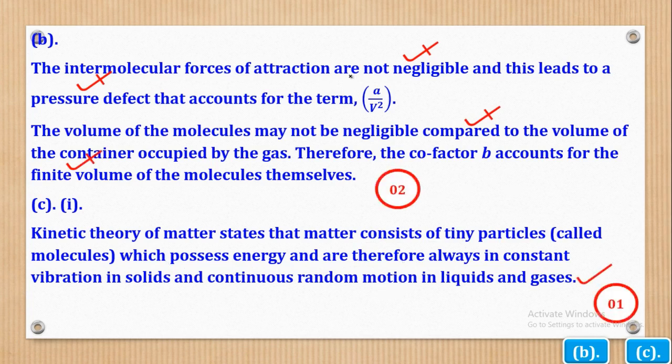So half a mark for stating that intermolecular forces are not negligible, and half a mark for this pressure defect which accounts for this expression. Half a mark for stating that the volume of molecules is not negligible compared to the volume of the container, and half a mark for stating that B accounts for the finite volume of the molecules. Then half a mark for the definition. So now we shall go to C Roman 2.